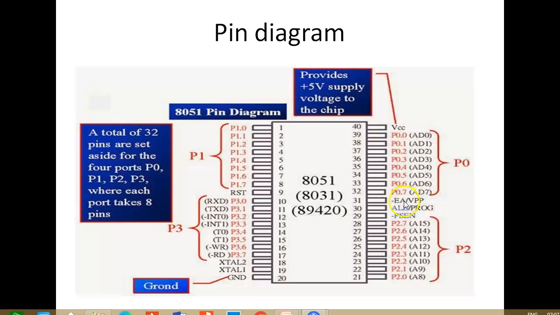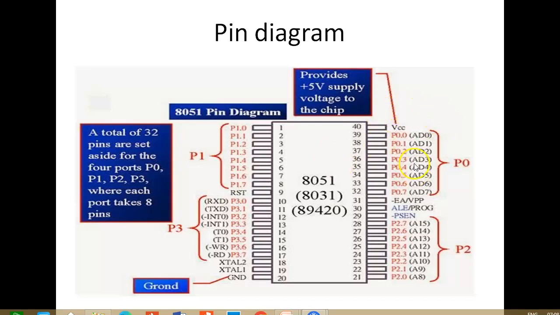Next, EA, external address, is used when we access data from external memory, like in the 8031 microcontroller, which does not have any internal memory. At that time we can use this particular pin to access memory. Then the P0 lines carry the address as well as multiplexed data lines, so we can use dual functions. Next, VCC is the 5 volt supply to the chip.